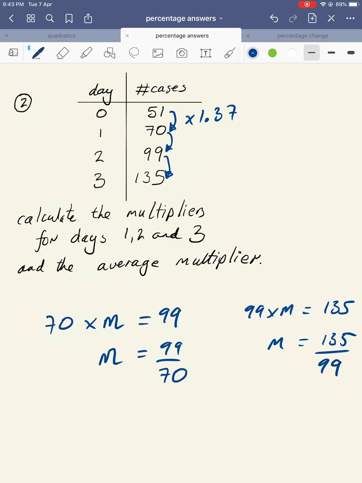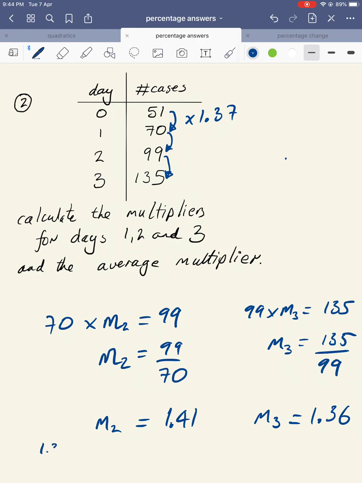Now you could be fancy, I suppose, and distinguish between the multipliers. So 70 is day 1, so the multiplier from day 1 to day 2 could be m of 2, and this could be m of 3 if you wanted. And so the multiplier for the second day, I've done in this quick calculation on my laptop, to 2 decimal places, is 1.41, and the multiplier from day 2 to day 3, we'll call that M3, is 1.36.